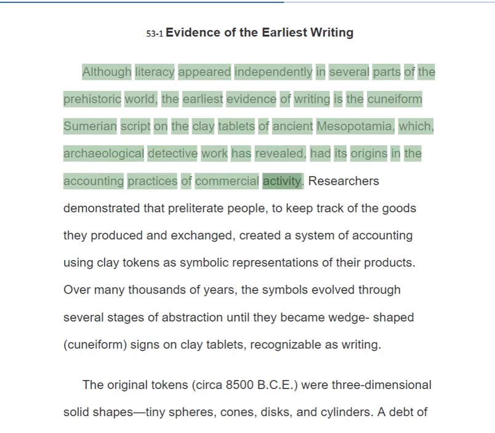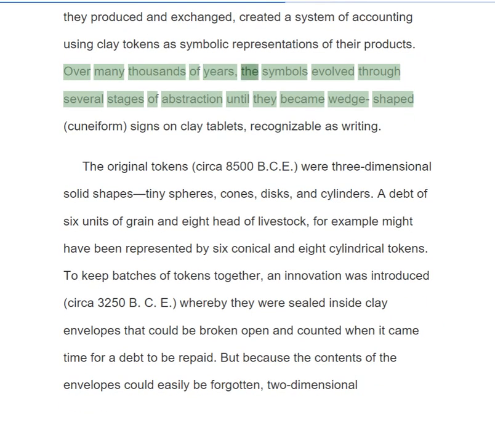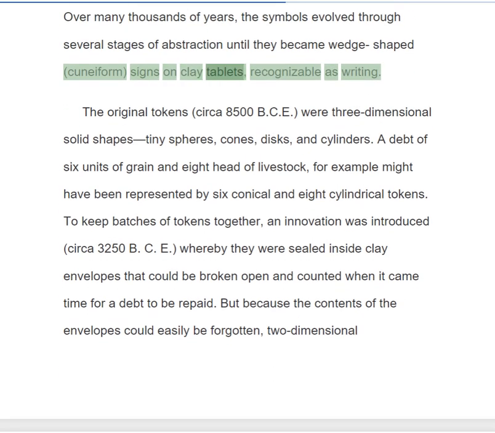practices of commercial activity. Researchers demonstrated that preliterate people, to keep track of the goods they produced and exchanged, created a system of accounting using clay tokens as symbolic representations of their products. Over many thousands of years, the symbols evolved through several stages of abstraction until they became wedge-shaped signs on clay tablets, recognizable as writing.